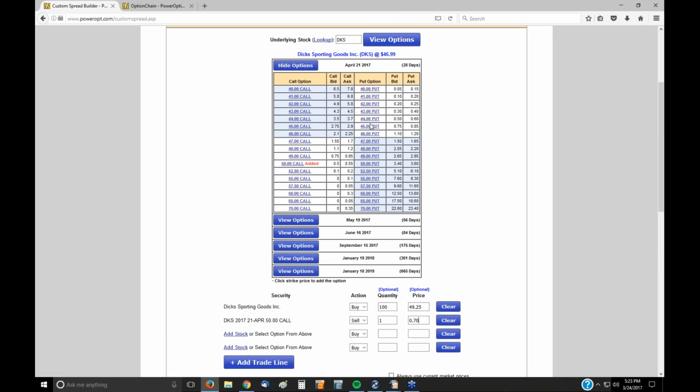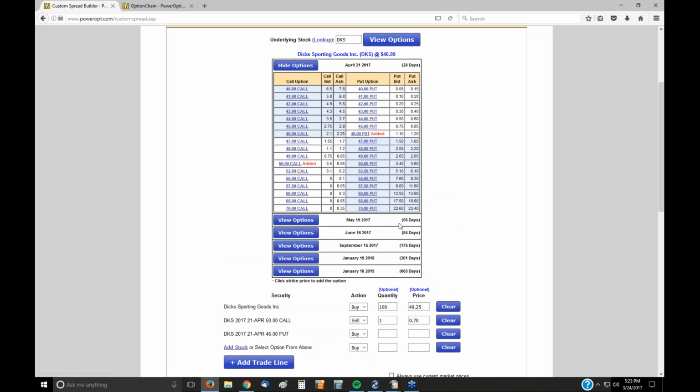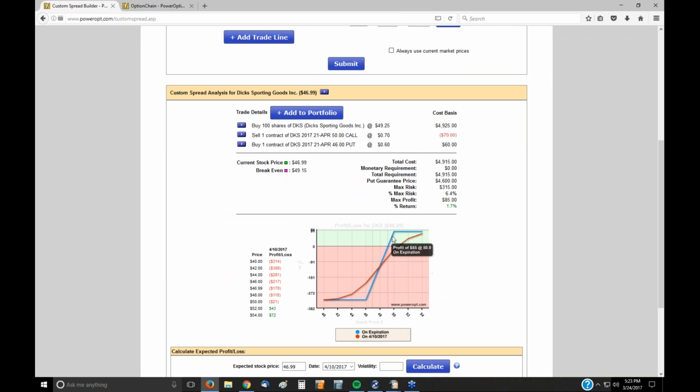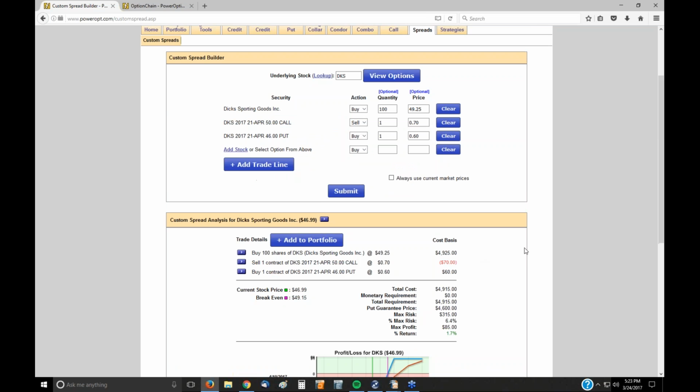And then we would have bought maybe the 46 put with the stock at around 49. Let's say that would have cost us 60 cents, so I still get a small credit. Now this isn't going to look good. Oh no, it still does look good. It's still a profit, but keep in mind you have a maximum risk of 6.4%. But again, it didn't address the downside.